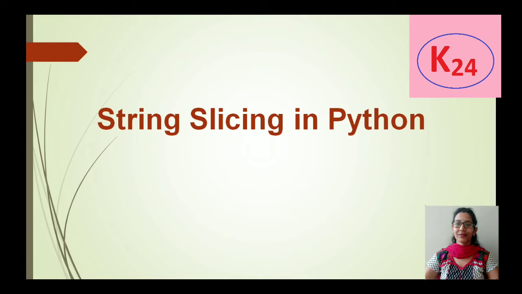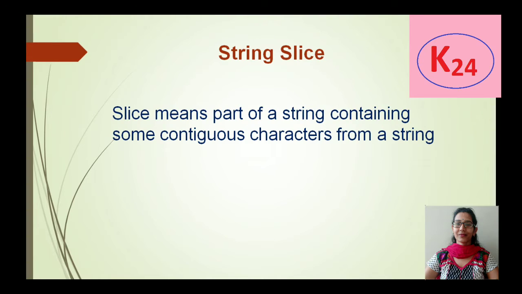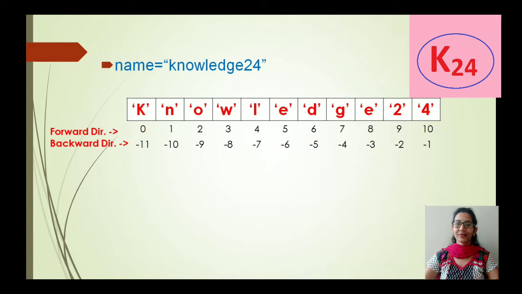In the continuation of Python string, today we will discuss the topic slicing of the string in Python. Basically, slice means a part of a string containing some contiguous characters from a string. For example, name equal to Knowledge24. This is the string. Now, the positive and negative indexing of this string is as follows.